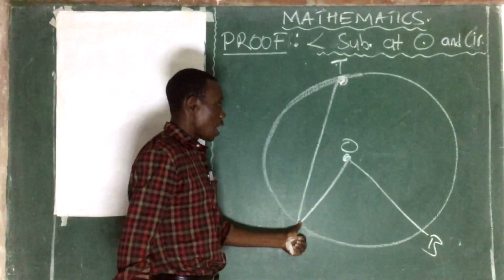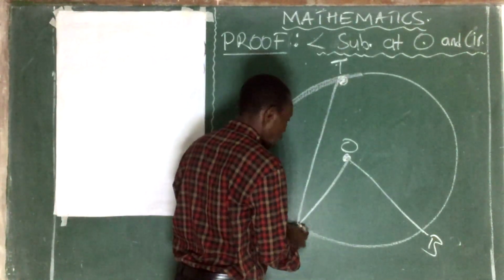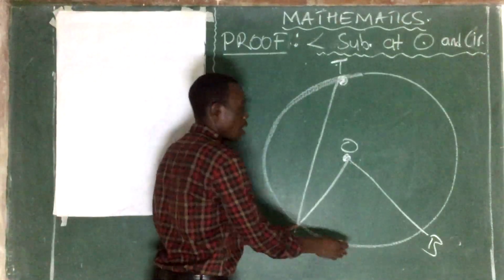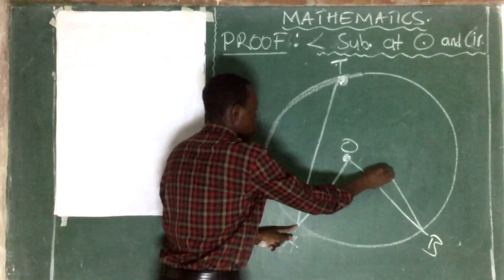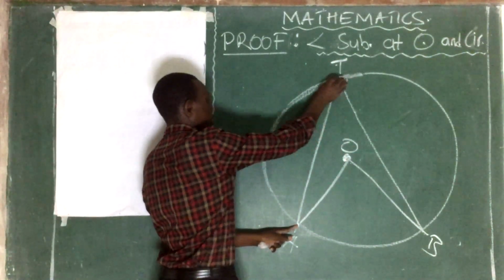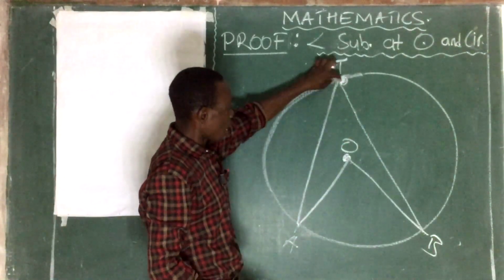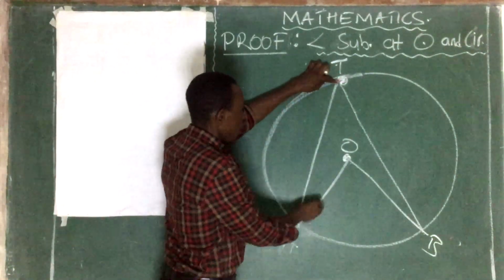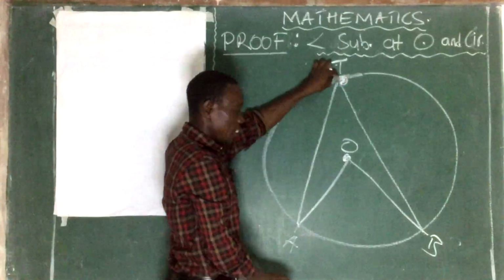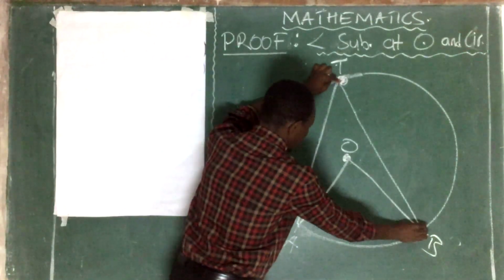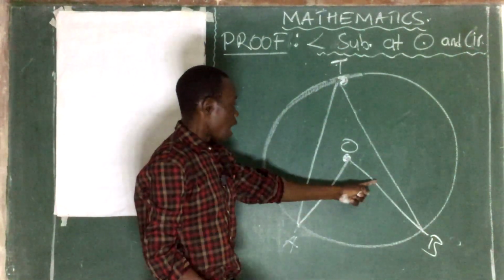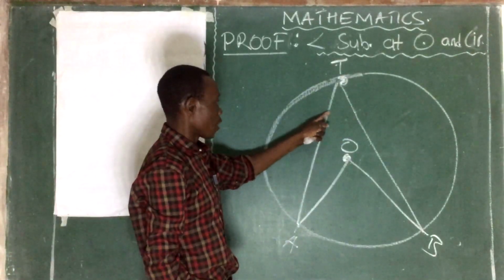This will look something like this. A line from point A, and a line from B. Both lines are meeting at T. So here we have this angle, which is angle ATB, related to angle AOB. We'd like to show that this angle is twice that angle.